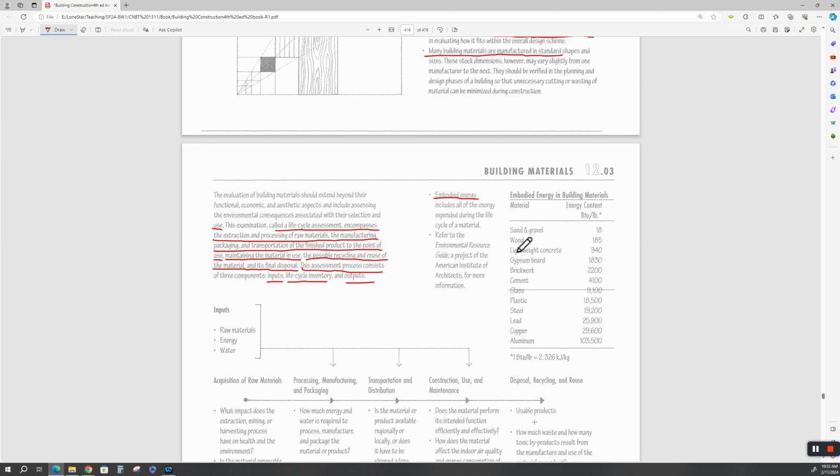All right, he has a chart over here, the embodied energy in building materials. A BTU, you know what the BTU is. What is a BTU?